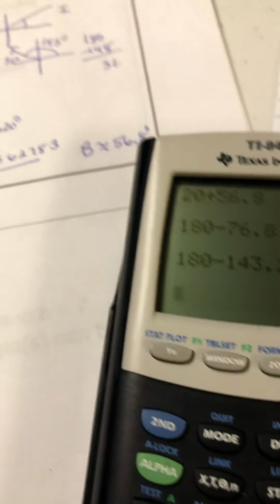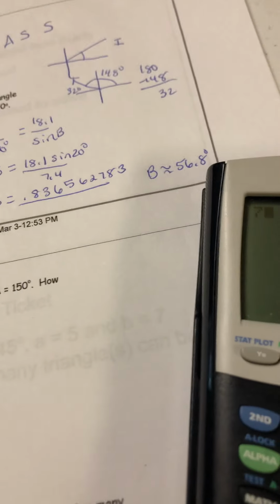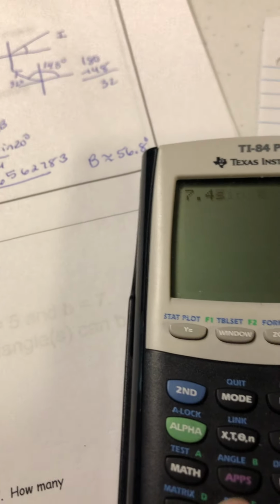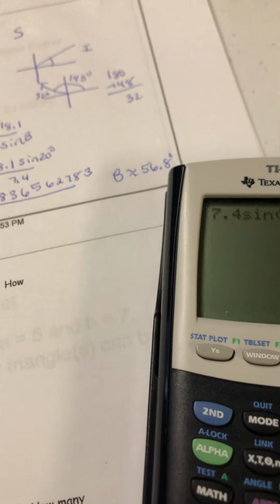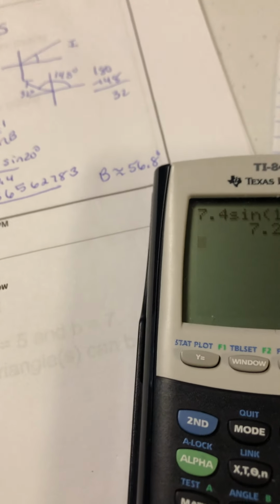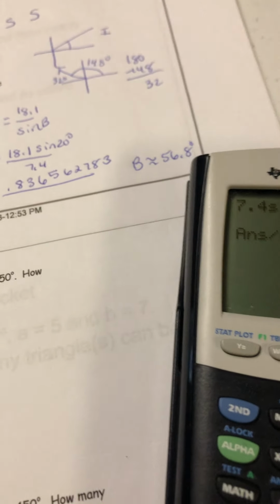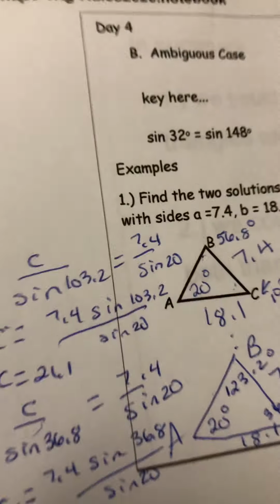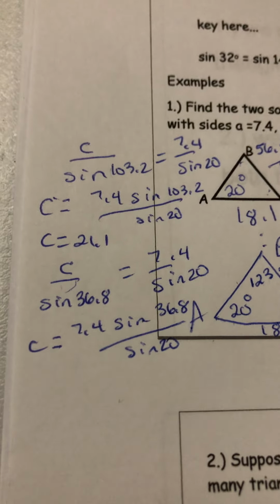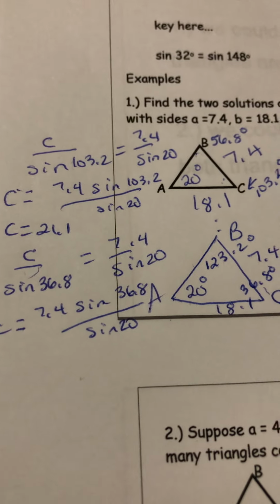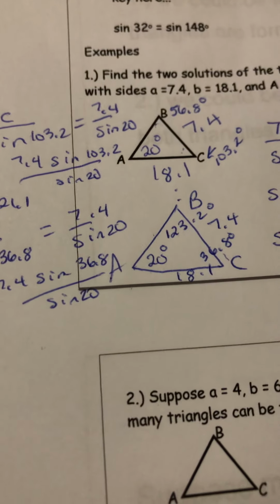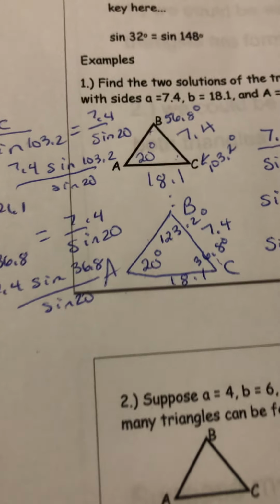So in this case here, if I go to the calculator, 7.4 times the sine of 103.2 and divide by the sine of 20. Side C is about 21.1 on the top triangle. Or the bottom triangle, if I calculate that, 7.4, the sine of 36.8 degrees divided by the sine of 20.